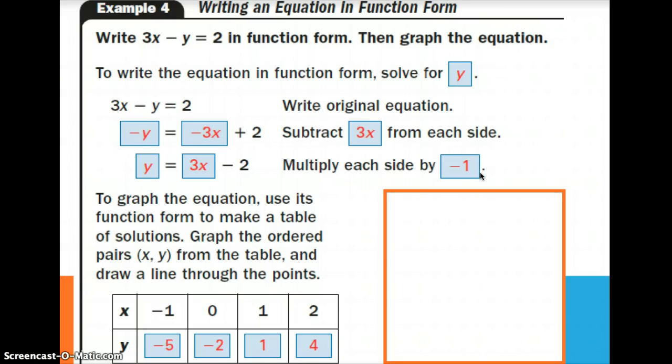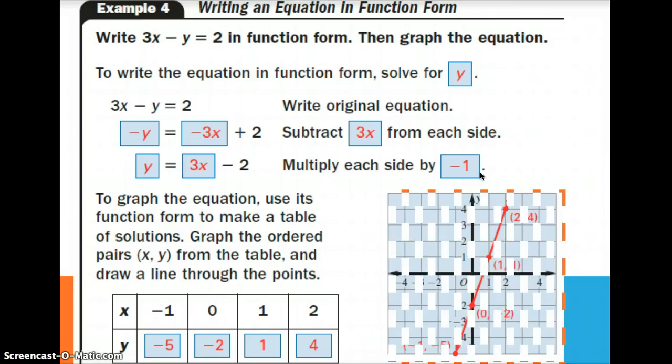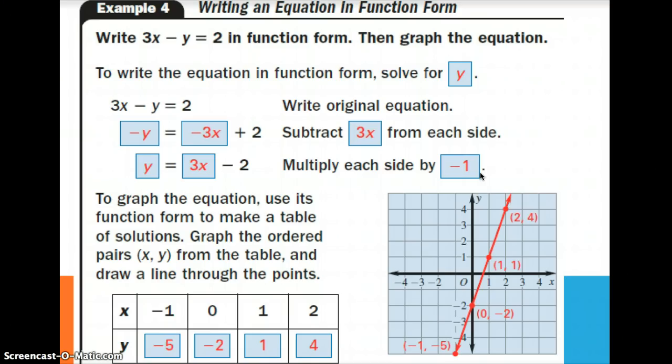Again, take a moment, look back, and figure out how I ended up with these y values. You now can graph. You have ordered pairs negative 1, negative 5; 0, negative 2; 1, 1; and 2, 4. It should form a line. If you write an equation in function form, it should form a line. If it's not forming a line, something happened. Double check your work.